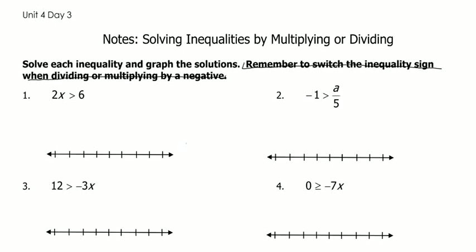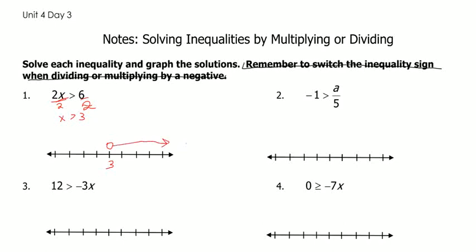Alright, so on number 1, we've got 2x greater than 6. In order to solve this, we have to divide each side of this by 2. And it's going to leave me with x greater than 3. And we already know how to graph these. So 3, open dot, and x needs to be bigger. So we go to the right.